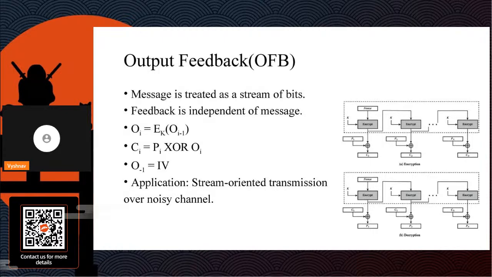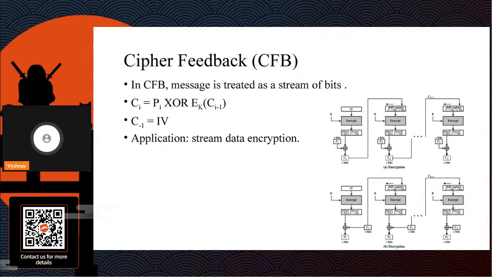So what is output feedback? Here, the generation of the random bits is independent of the message being encrypted. We are generating random bits, encrypting with a key, and XORing with the plain text to produce the ciphertext. The output feedback mode is similar in structure to cipher block chaining, except that the output of the encryption function is fed back to the shift register in OFB, whereas in CFB, the ciphertext is fed back to the shift register. Here we are feeding back the part after encryption, but in CFB we are feeding back the part after the ciphertext.